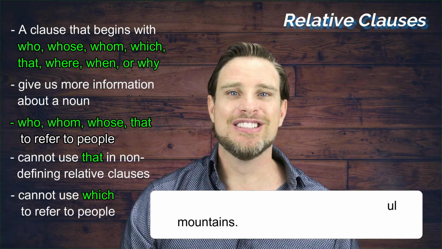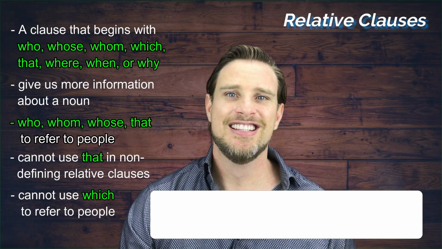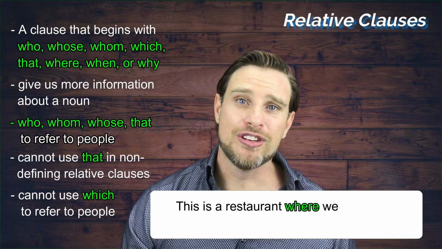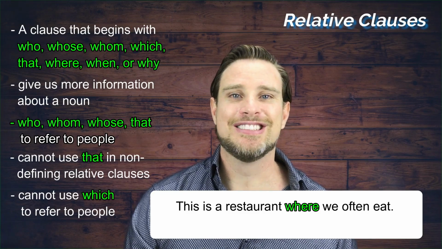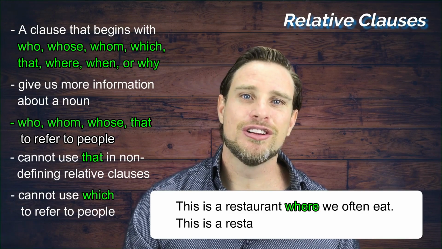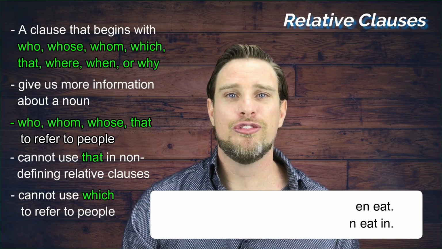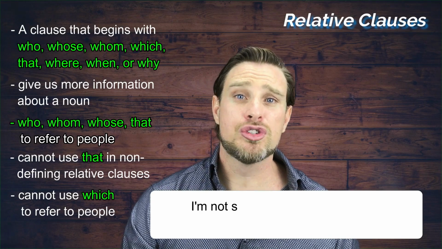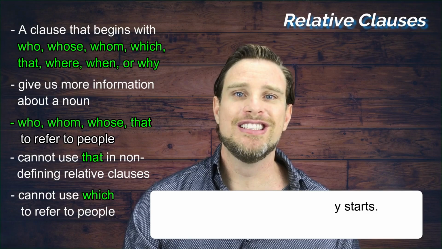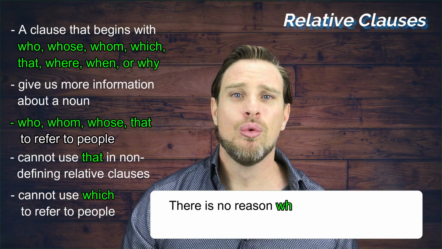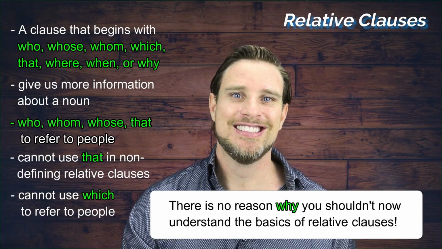The remaining pronouns include where, which is used to refer to a place. This is a restaurant where we often eat. And we can also use that if the clause is defining. This is a restaurant that we often eat in. We use when to refer to time. I'm not sure when the party starts. And why to refer to reasons. There is no reason why you shouldn't now understand the basics of relative clauses.